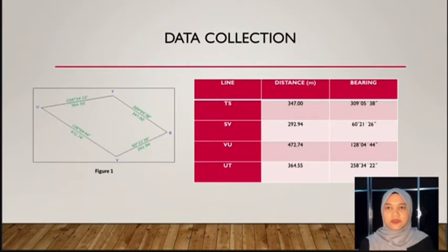Next, for line VU, the distance is 472.74 meters and the bearing is 128 degrees 4 minutes and 44 seconds. For the last line, which is UT, the distance is 364.55 meters and the bearing is 258 degrees 34 minutes and 22 seconds.